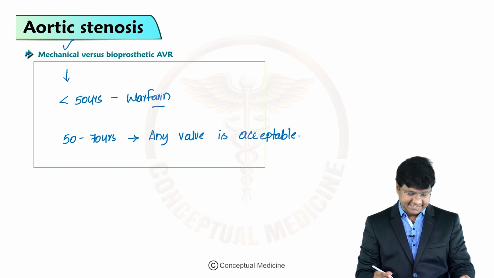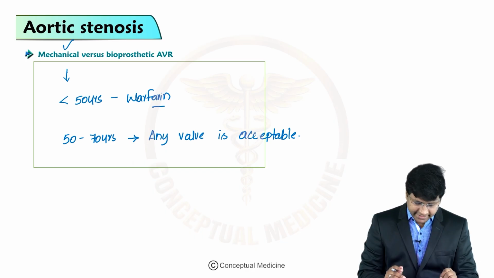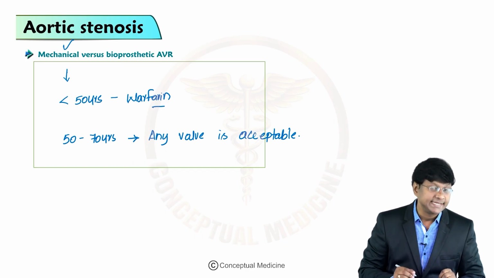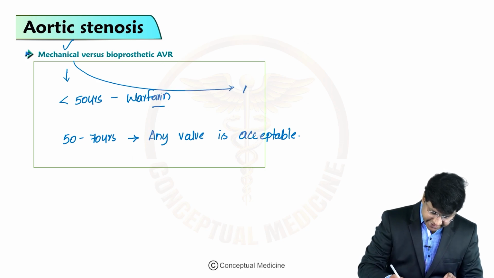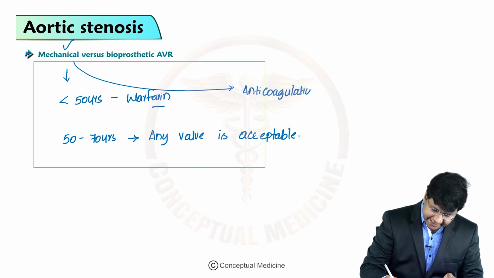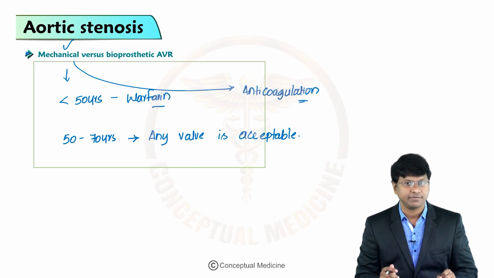Right, any valve is acceptable between the age group of 50 to 70 years. Then coming to the anticoagulation, you see these patients with mechanical valve, there is risk of thrombosis, so they require the anticoagulation. Now let me discuss about the anticoagulation in individuals who have undergone mechanical aortic valve replacement.